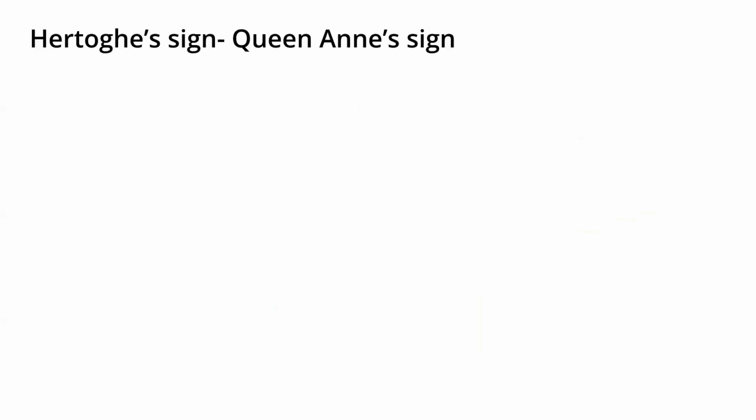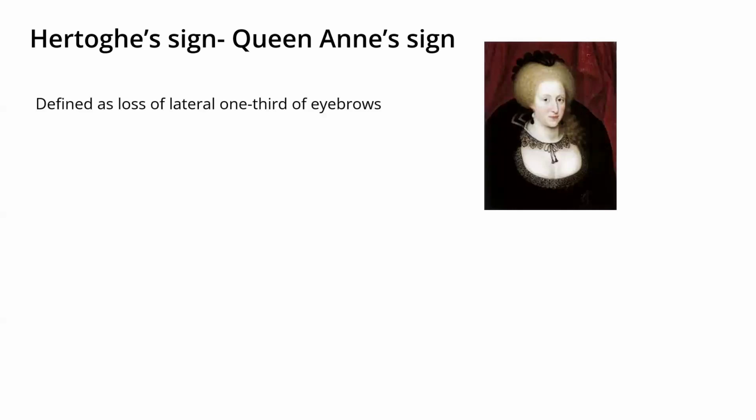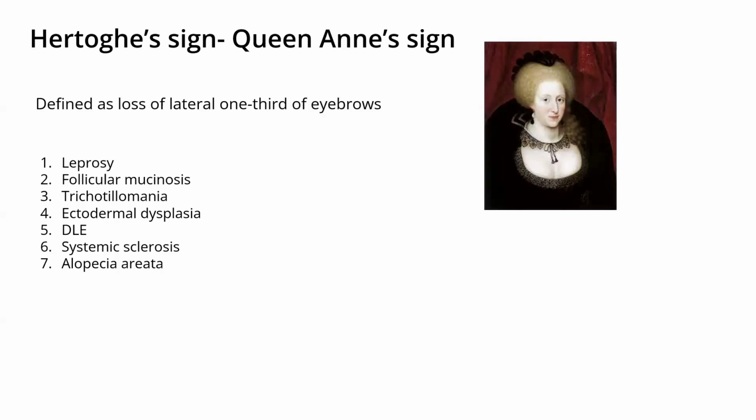Now coming to Hertoghe's sign or Queen Anne sign. This is defined as loss of the lateral one third of the eyebrows. We already learned leprosy is one of the causes. Other causes are follicular mucinosis, trichotillomania, where they pull out the hair follicles, ectodermal dysplasia, DLE, systemic sclerosis, and alopecia areata. But the most common cause is leprosy, and it is also called the Queen Anne sign or Hertoghe's sign.